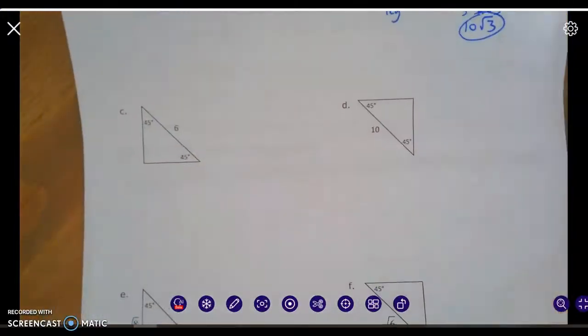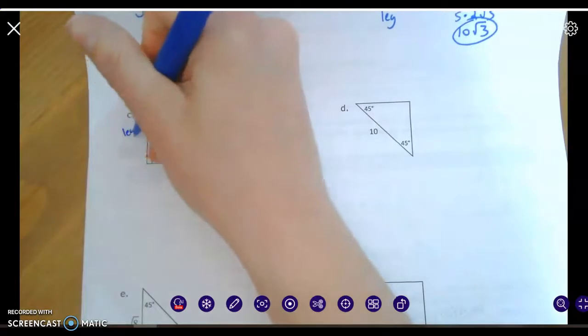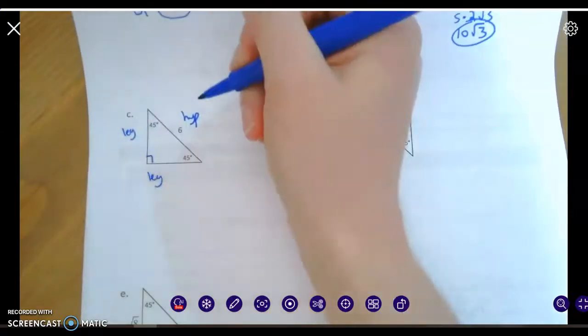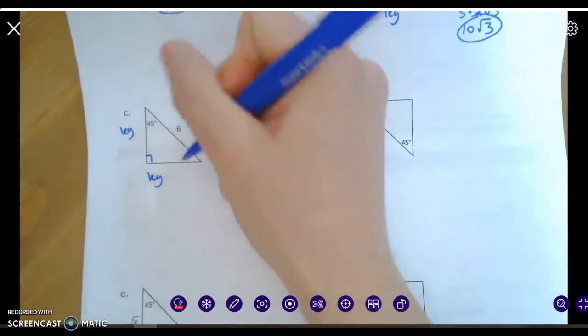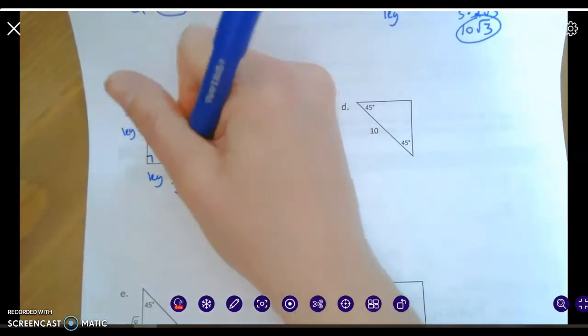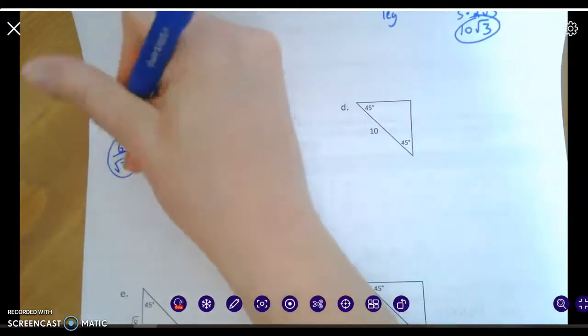Okay, example C. We have the hypotenuse this time, so we're looking for the length of both legs. To go the other way, we have to divide by the square root of 2. So we take the 6 and divide by the square root of 2, and that is the same for both legs.